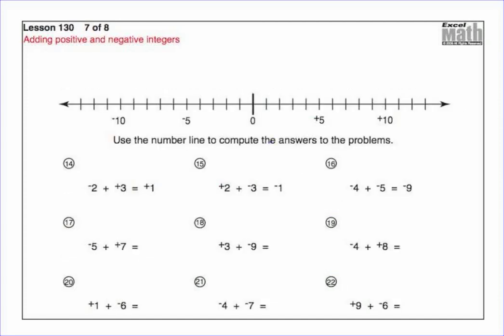All right, now it says to use the number line to compute the answers to the problems. What I'd like to do is teach you a different method for solving these, which you probably have already learned from me. You're in my class, but this is the cats and dogs method. There's a few steps involved. Rather than using the number line, which is pretty complicated, try doing the problems like this. We'll do a couple of them together.